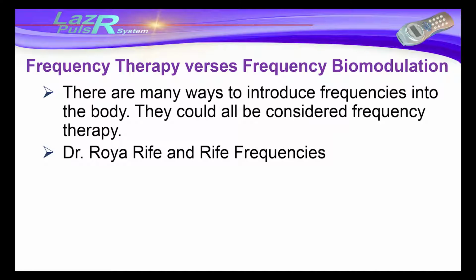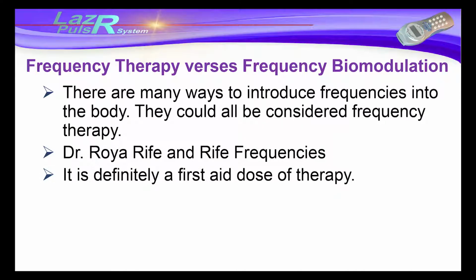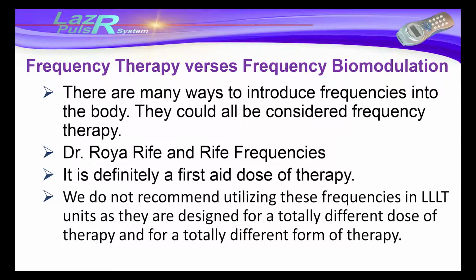Even though this was a very efficient way of destroying specific pathogens, you had to be very precise with your diagnosis of what that pathogen is, plus there were some potentially significant side effects. Also, it did nothing to show the body how to prevent that pathogen from growing back. It is definitely a first aid dose of therapy. Then there were many frequency lists called Rife lists available on the internet and in multiple books. We do not recommend utilizing these frequencies in low-level laser therapy units as they were designed for a totally different dose of therapy and a totally different form of therapy.